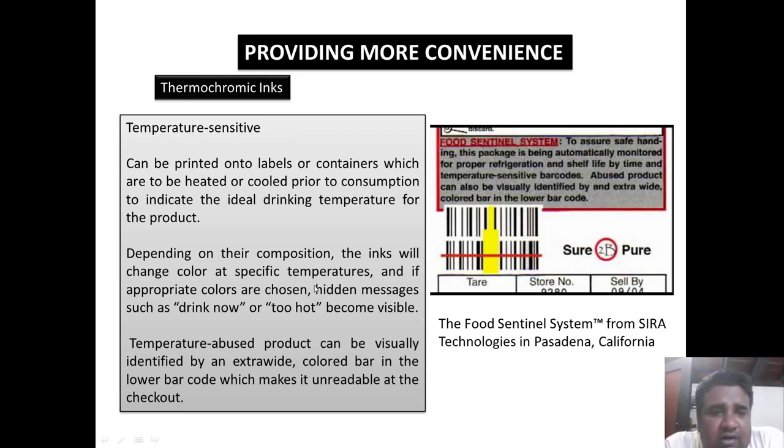We are having a kind of beer, and it is recommended to drink the beer at 10 degrees temperature, so we can make a thermochromic ink label on that beer, and as it reaches the temperature of 10 degrees, then it will show drink now. If it is a kind of thing that we drink hot, what is this? I have not seen any product that is packed and we consume it too hot.